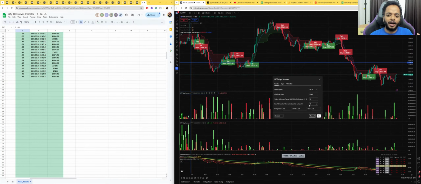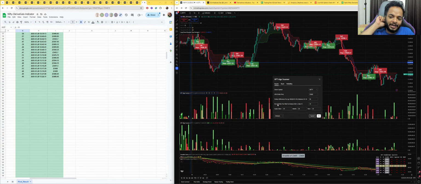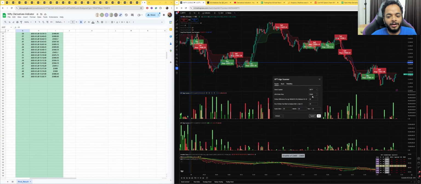Up to you. Also you can open it several times and set different settings for different ones and analyze it. In one of them you can put ATM, let's say 23,500, and in one you can put, let's say, 23,600 and see what is happening in the money and at the money. So that is the thing.